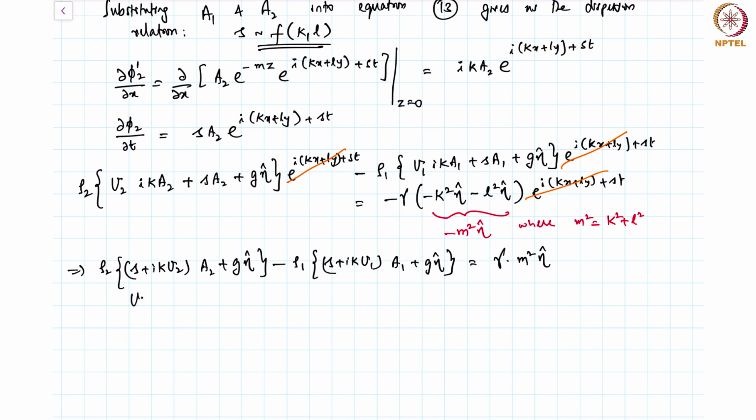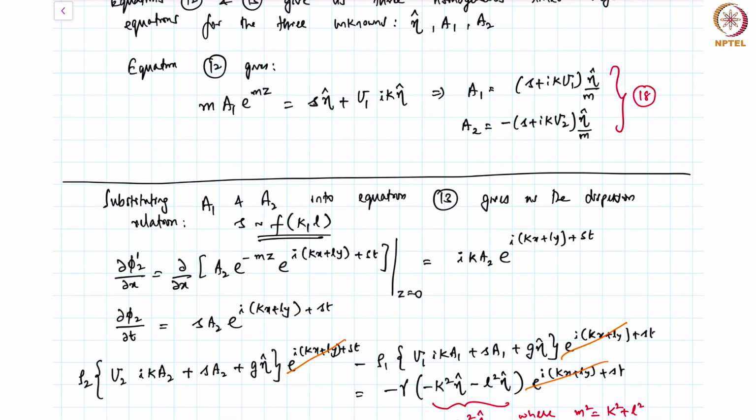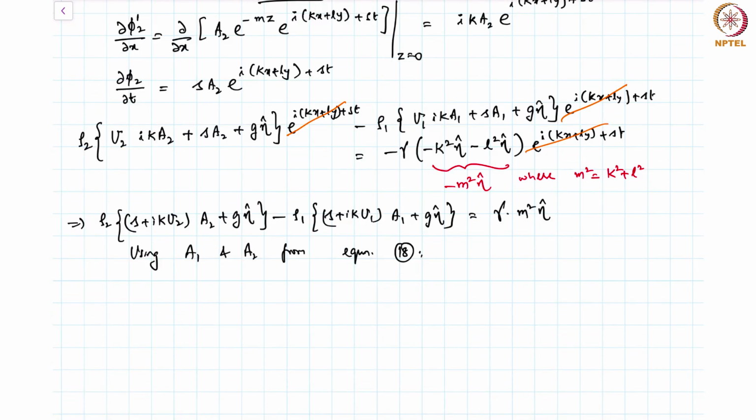Now, using the expressions for a1 and a2 from equation 18, and what was equation 18 for us? a1 was just (S plus ik u1) times eta hat by m. Let's substitute a1 and a2. I will simply get rho 2 times (S plus ik u2) whole square plus mg.